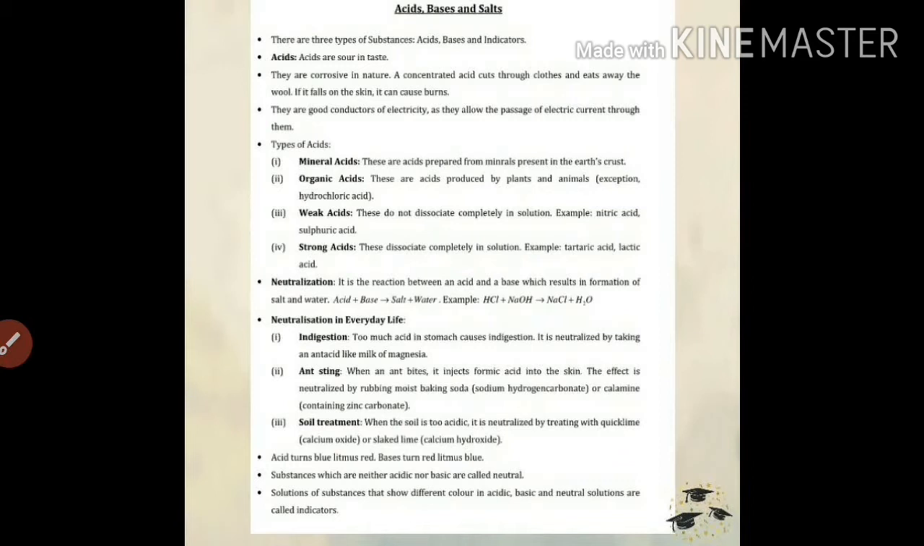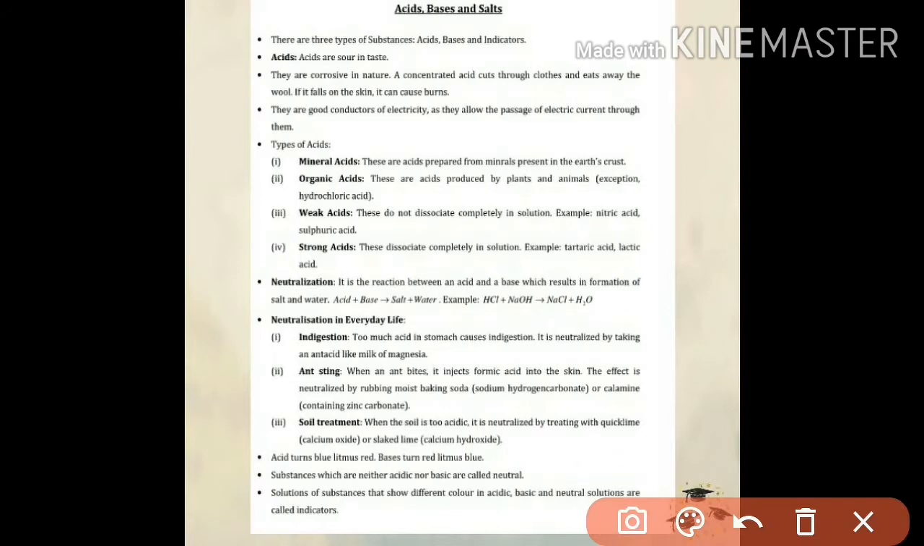There are different types of acid. From here we can understand that there are different types of acid. Let's know what they are, referring to acid as A. So from here we can know there are four types of acid.